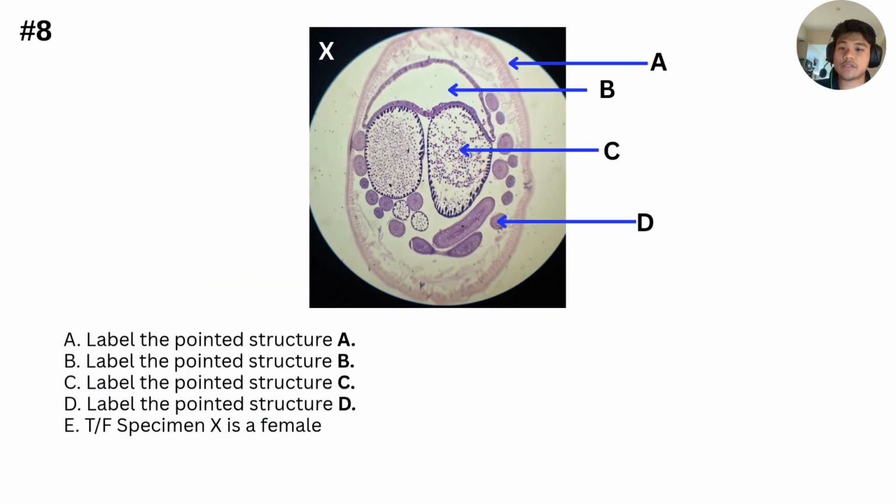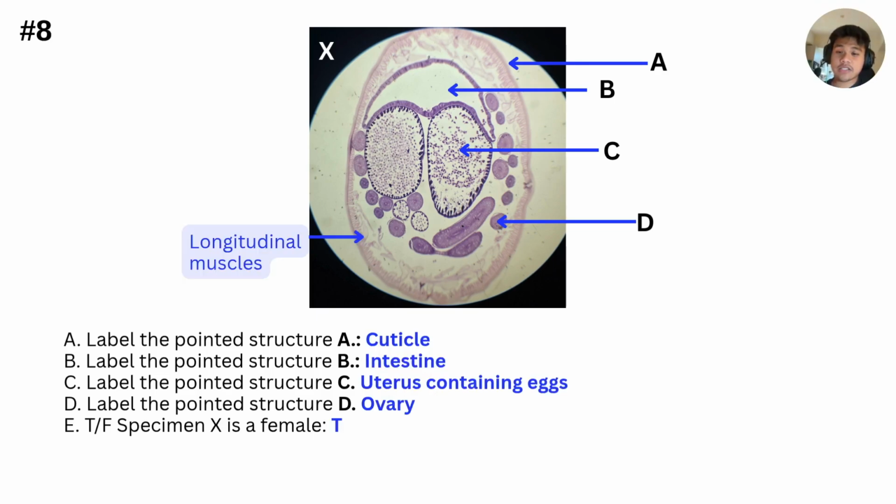So station 8 seems to consist of an image of a cross-section wherein we have to identify a series of pointed structures. So station 8 is actually a cross-section of a female adult Ascaris lumbricoides. Structure A is specifically its cuticle, structure B is its intestine, structure C is its uterus which contains its eggs, and structure D is its ovary, further proving that it is a female.